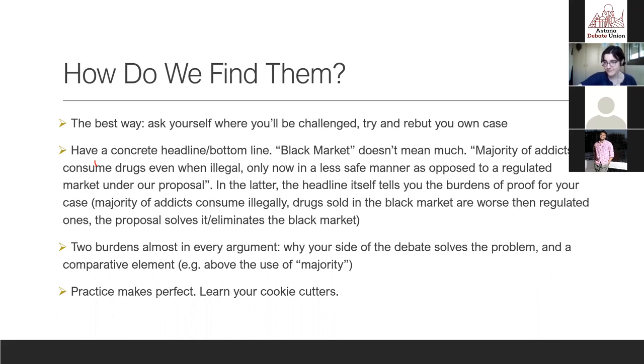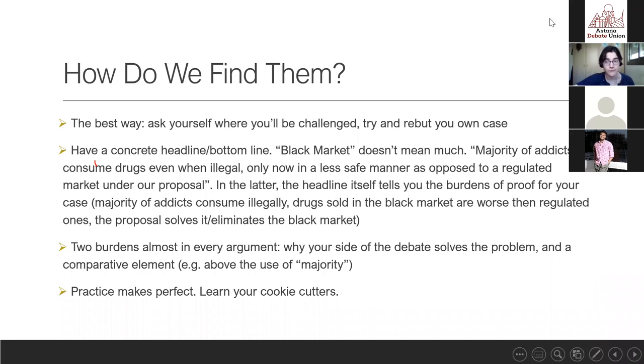However, aside from doing the classic of what I just did and asking ourselves how we would have been rebutted, I'd posit that another good way to help us identify the burdens of proof of the argument is to word it differently in the first place. Black market is a very generic term that doesn't say much about why you're winning the debate. I would advise, generally, to try to word a bottom line that makes your argument debate winning. If I prove this bottom line, it means I win the debate. Proving black market does not necessarily mean you win the debate.